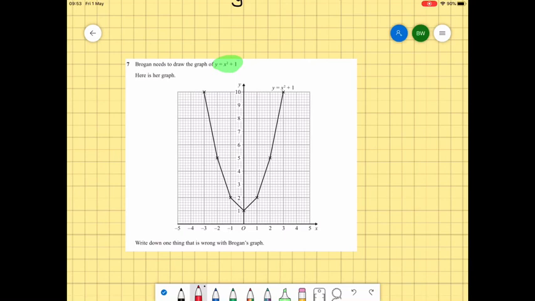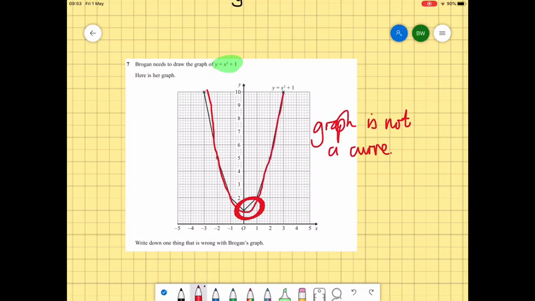Well, actually, a quadratic should be a curve. Her graph is not a curve. So that's one thing wrong, or anything to that effect. So you could have said she's used a ruler. She shouldn't have used a ruler. The line shouldn't be straight here. What it should look like is something that goes through all the points, but that's curved at the bottom.